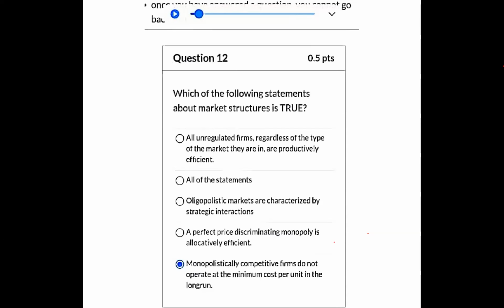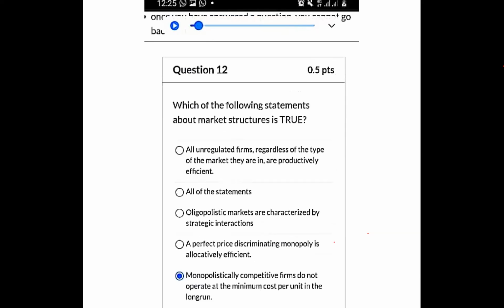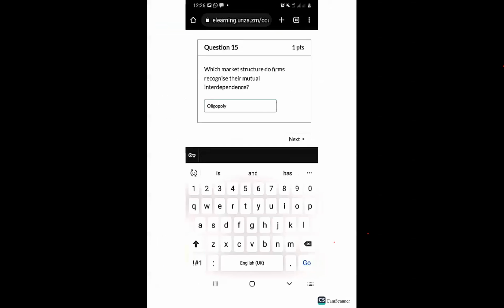Before people can go, we can do probably the last question. Which market structures do firms recognize their mutual interdependence? It's oligopoly. Anyway, people of God, let's end here.